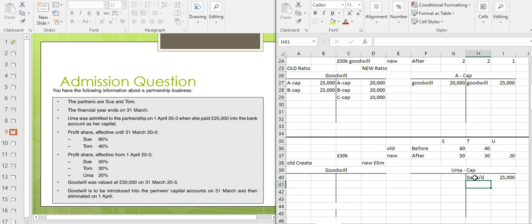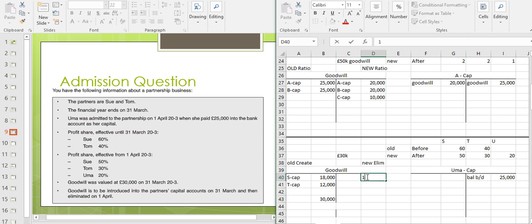Okay, now we need to do Goodwill at the old, Goodwill at the new. Goodwill is 30, we split 60, 40, 6 times 3 is 18, so we're going to have 18, and the difference is 12, 30 and 12, add them together. Okay, so we have Sue and Tom at the old ratio, 60-40, and that adds up to 30. We use the 30, we split on the new ratio, 50-30-20 split.